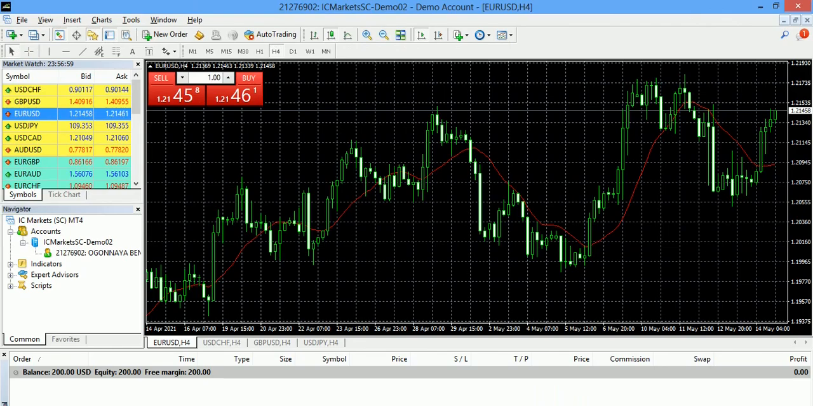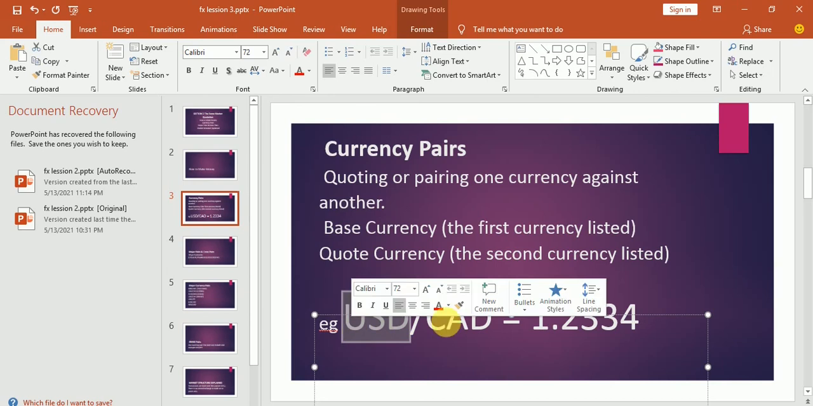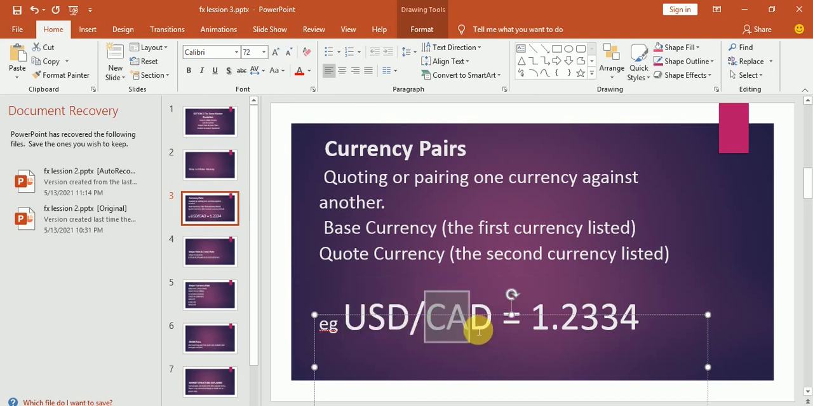Coming back to our trading platform we have here, you see this is USD, known as the base currency, and this is CHF, known as the quote currency. We have here US dollar and Japanese yen, US dollar and Canadian dollar, base currency, quote currency. Okay, back to our tutorial platform. We give an example here. This first one is the base currency. This second one is the quote currency.